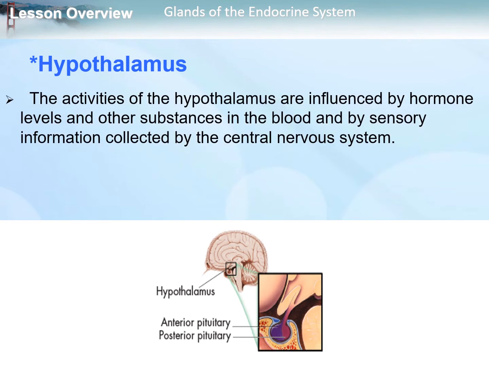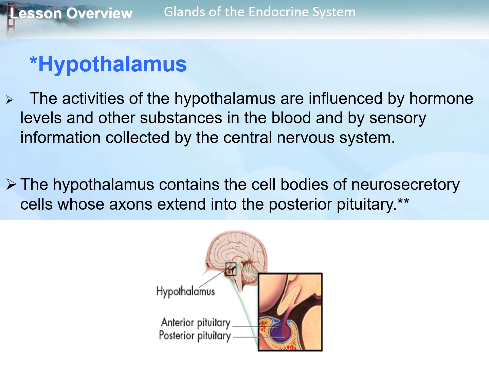The hypothalamus, which is attached to the posterior pituitary, is the link between the central nervous system and the endocrine system. The hypothalamus controls the secretion of the pituitary gland. The activities of the hypothalamus are influenced by hormone levels and other substances in the blood and by sensory information collected by the nervous system.